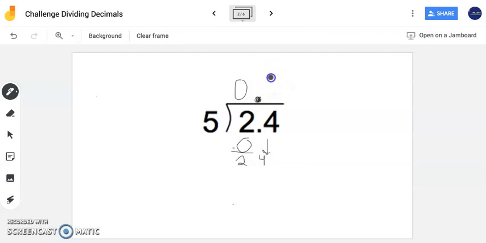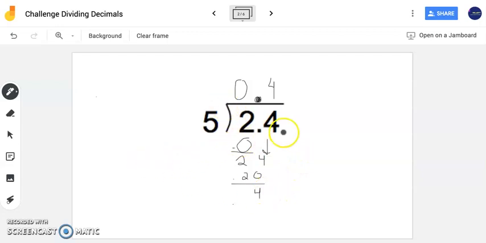5 times 4 is 20, which gets me close to or exactly to 24. I'm going to subtract and I'm left with 4. Now I see that I have a remainder 4, but I'm not going to say my answer is 4/10 remainder 4. Instead, I'm going to do something new, and doing this is going to help me potentially eliminate that remainder.